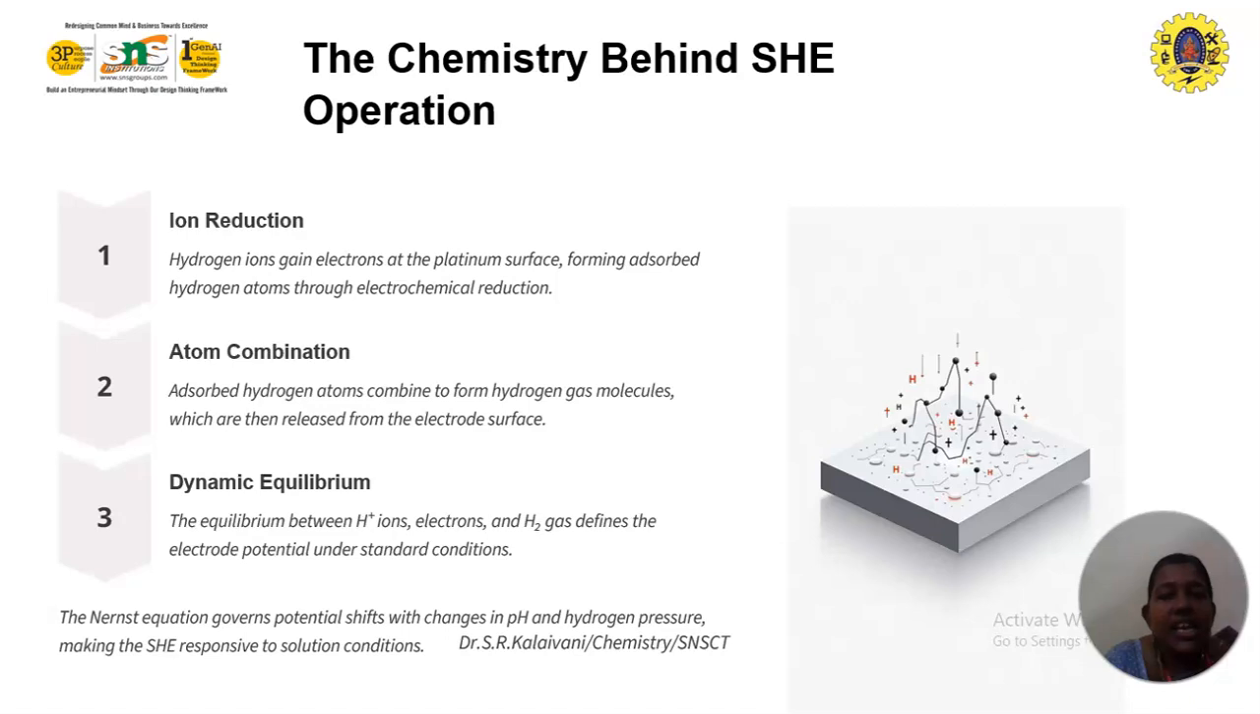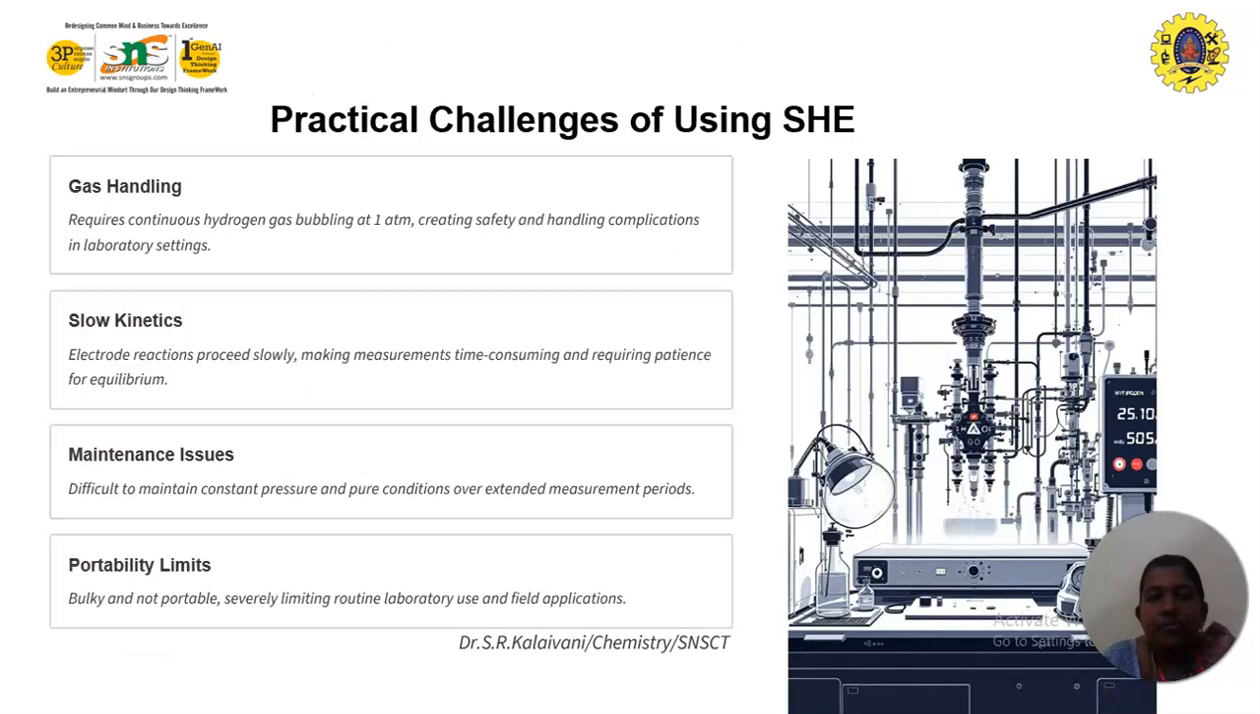Then the chemistry behind SHE operation. Ion reduction. Hydrogen ions gain electrons at the platinum surface, forming adsorbed hydrogen atoms through electrochemical reduction reactions. Then atom combination. Adsorbed hydrogen atoms combine to form molecular hydrogen, which is then released from the electrode surface. Then dynamic equilibrium. The equilibrium between H+ ions, electrons and hydrogen gas defines the electrode potential under standard conditions.